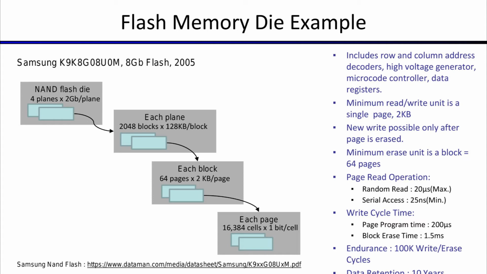The flash memory, in addition to just storing these cells, also has logic to get the row and column address decoding done. You need high voltage to erase and write, so it has a high voltage generator, a controller to manage the input and output, and registers to store data. So the minimum write is at a page level, which is 2 kilobytes.